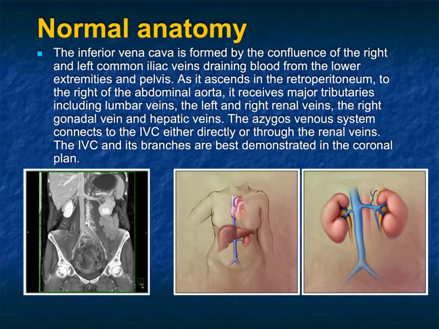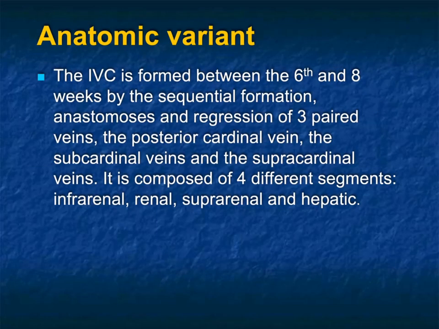Now, if we just go back for some basic anatomy, the IVC is formed by the confluence of the right and left common iliac veins, draining blood from the lower extremities and pelvis, as it ascends in the retroperitoneum to the right of the abdominal aorta normally. It receives major tributaries, including the lumbar veins, the left and right renal veins, the right gonadal vein, and the hepatic veins. The azygous venous system connects to the IVC either directly or through the renal veins. The IVC and its branches are best demonstrated in the coronal plane.